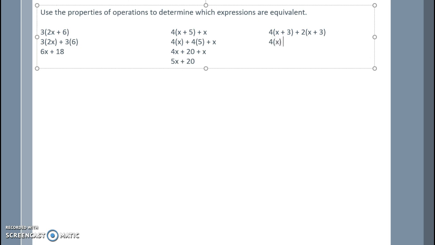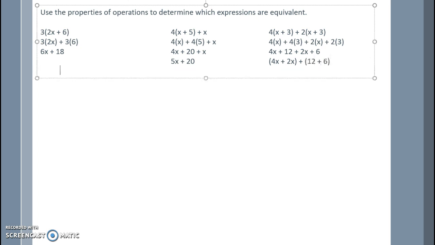I know that this will be 4 times x plus 4 times 3 plus the quantity 2 times x plus 2 times 3. This will give me 4x plus 12 plus 2x plus 6. Using our properties of addition, we can rearrange these so that we have 4x plus 2x plus 12 plus 6. So altogether we have 6x plus 18. So the first and the last expressions are equivalent to one another.